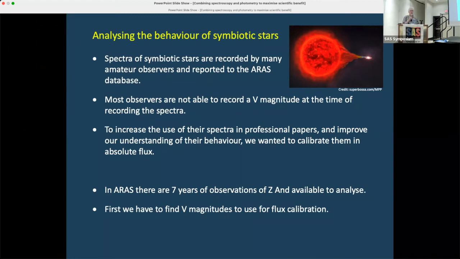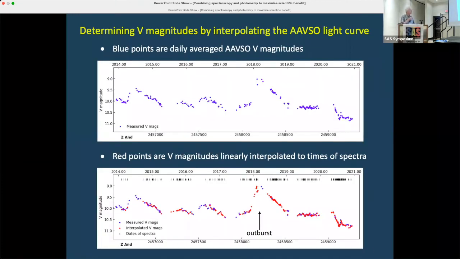I'm going to use as an example one particular symbiotic, Z Andromedae, which we have about 7 years of observations available to analyze. First, we have to find V magnitudes that we could use for this. So next slide. And one way of doing that is to use the AAVSO V magnitudes.